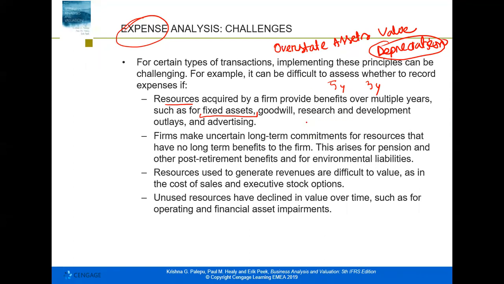And another area which often is discussed is the research and development outlays. It is highly uncertain when the benefits of the research and development outlays will be realized. So the general rule of thumb is that, as there is uncertainty regarding when the benefits will be generated, all in-house research and development outlays are expensed rather than deferring some research and development expenses for the future.